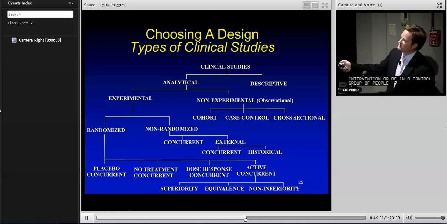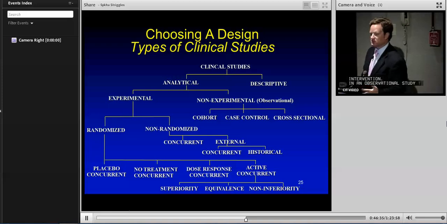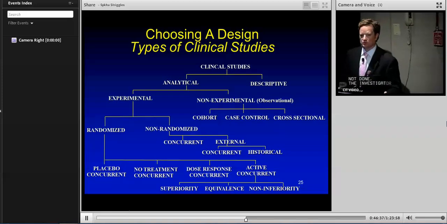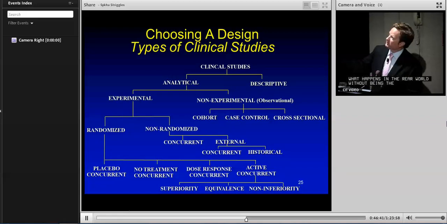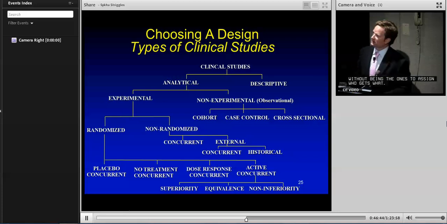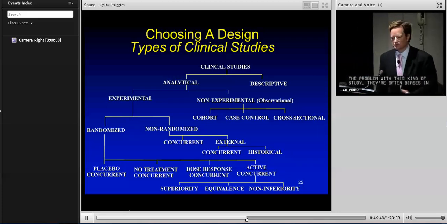In an observational study, that's not done. In an observational study, the investigators just watch what happens in the real world without being the ones to assign who gets what. The problem with this kind of study is that there are often biases in the comparison of who got an intervention versus who didn't.